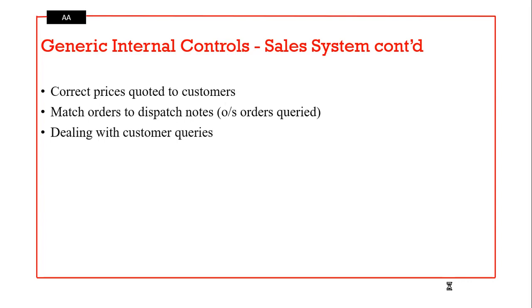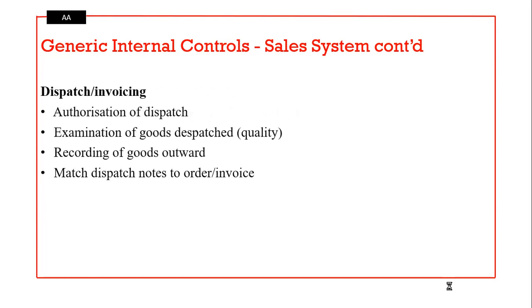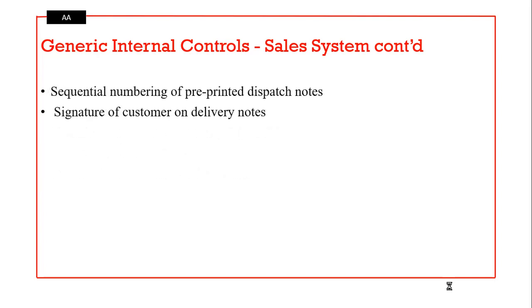We need also to deal with customer queries, and of course we can deal with that if we have got proper records. Under dispatch and invoicing, we need to ensure that all dispatches to customers, clients are duly authorized. There must be examination of goods dispatched for quality. Remember, customers may demand that goods be returned because they are of poor quality. There must be recording of goods outwards. Remember, this also is connected to inventory control in a warehouse. You need to match dispatch notes to orders received or indeed the invoice.